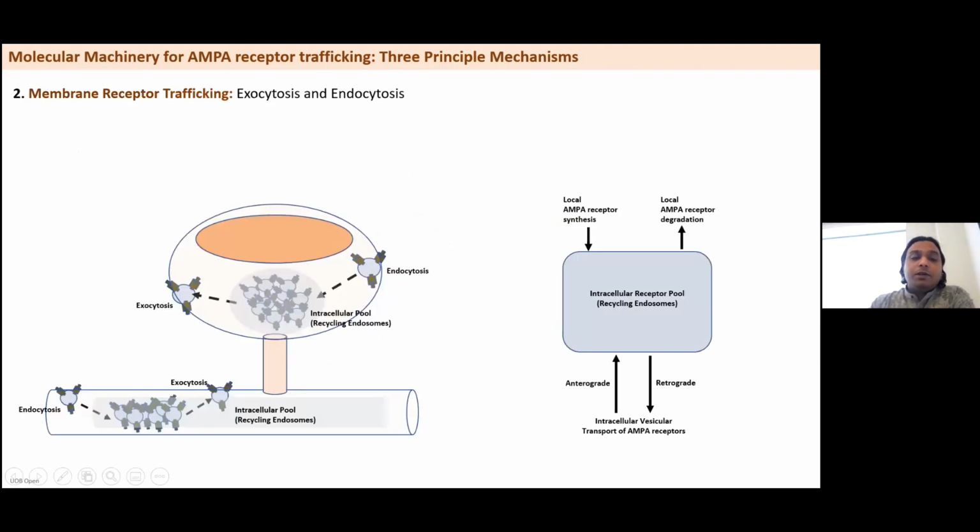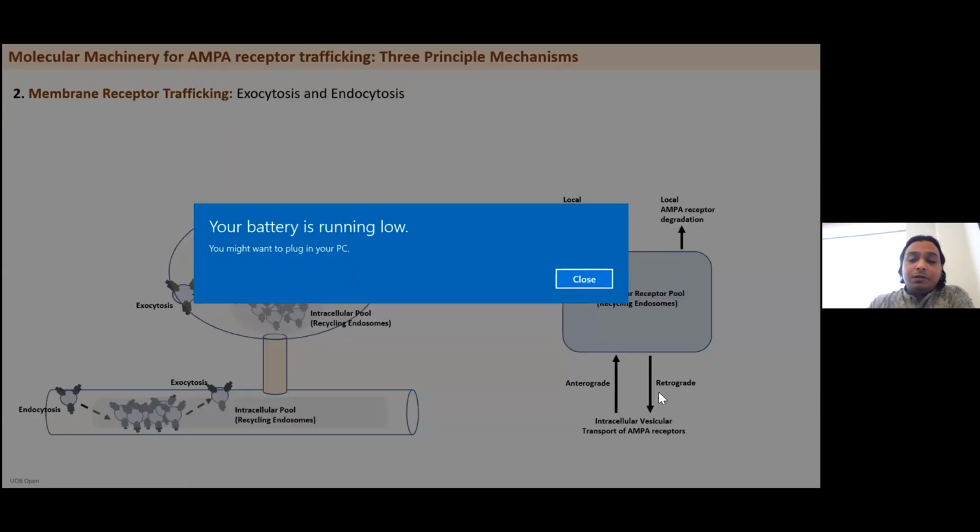The other very important mechanism of AMPA receptor trafficking is exocytosis and endocytosis, where there is a constant exchange of receptors between the membrane and the intracellular receptor pool. This happens in the spine head as well as the dendritic shaft. And the intracellular receptor pool is constantly affected by the local AMPA receptor synthesis as well as degradation, and the anterograde and retrograde vesicular transport of AMPA receptors.